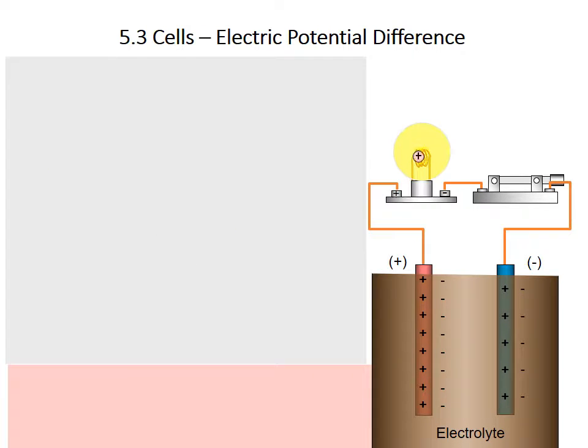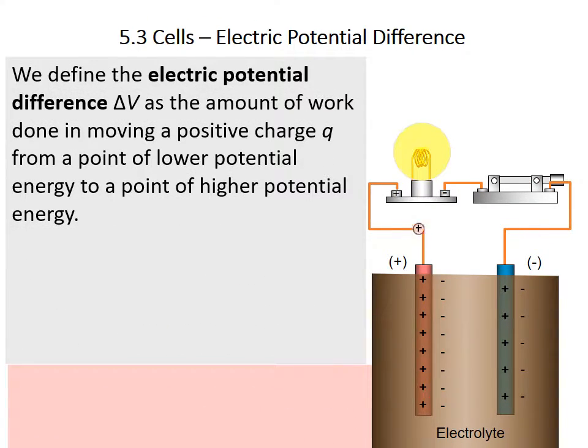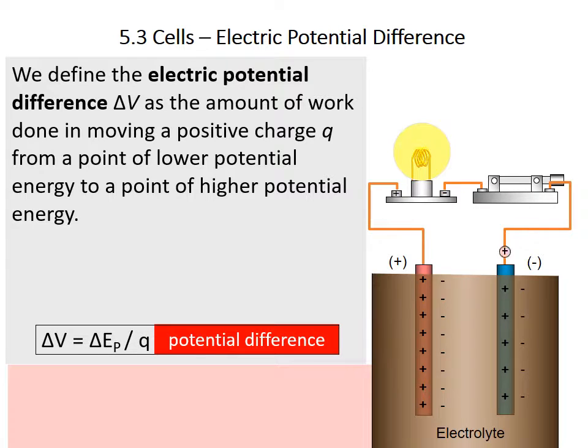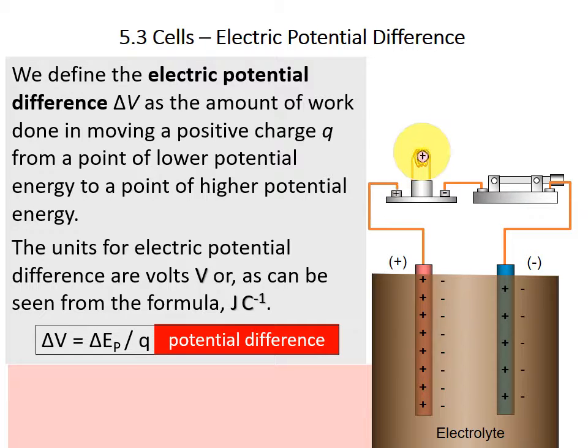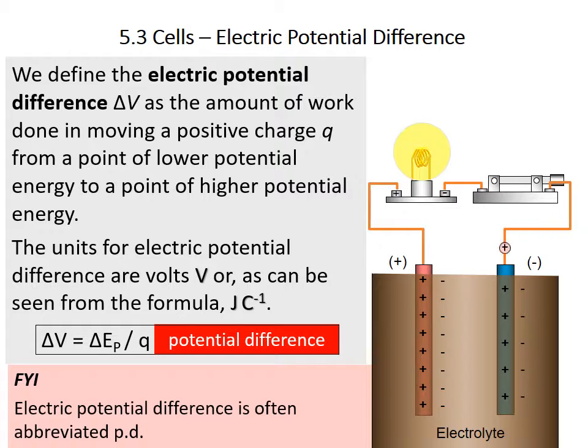Okay, so remember from topic 5.1, the electric potential difference, delta V, is the amount of work done in moving a positive charge Q from a point of lower potential energy to a point of higher potential energy. It takes work to move charges around a cell, or to move charges around a circuit. So the units for electric potential difference are volts, and that can be seen from the formula joules per coulomb. And electric potential difference is often abbreviated PD.